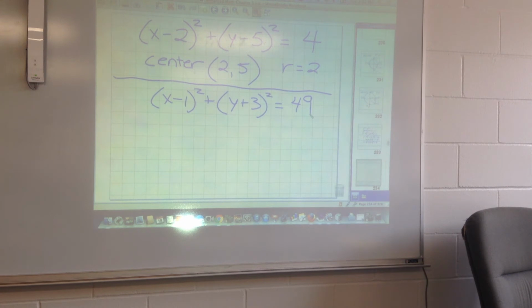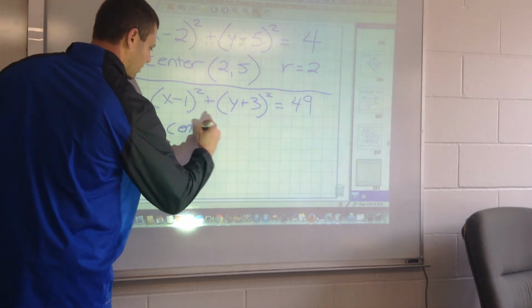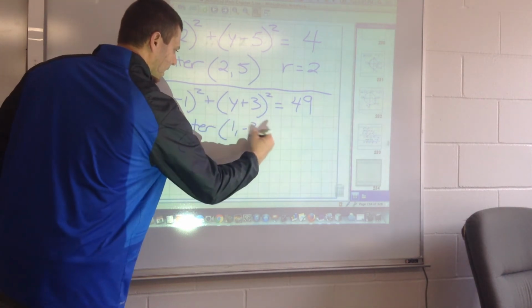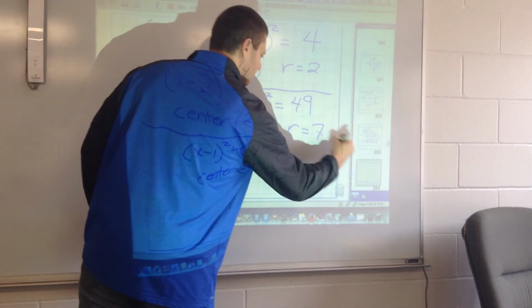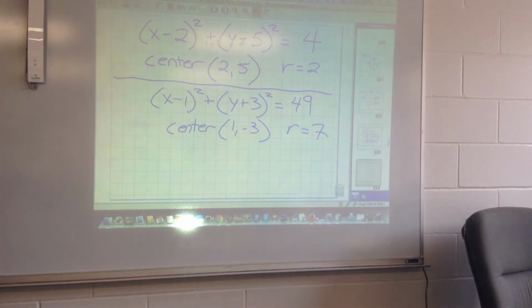Where's that center? What is that radius? Center's at 1, -3, and the radius is 7. Agree? Disagree? Don't understand? I agree. Okay. Center's at 1, -3. What's my radius? 7. Center's at 1, -3. My radius is 7. Okay. Do I have you all with me? Anything you're not quite following?